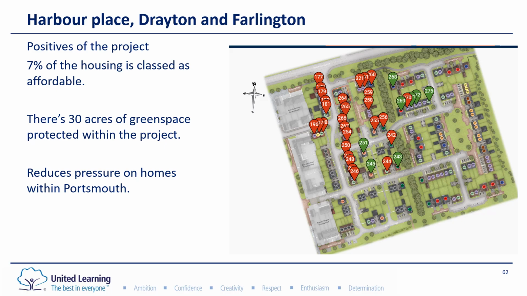than their rent did. The project also has 30 acres of green space involved, which does create some habitat for wildlife, and it also reduces pressure on homes in Portsmouth. So this means there's less overcrowding, which means the spread of disease in the city will decrease.